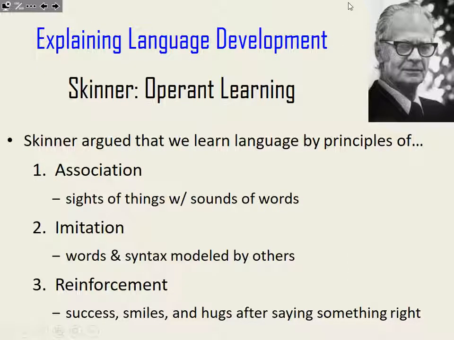Here's Skinner. He says there's association, where we associate things with particular sounds, and then we come to learn those words. There's imitation, like I just showed you in the video clip, where I'm saying I love you, and she says I love you. And then there's reinforcement when the child says something and you respond to that successfully. That gives them reinforcement to build on their existing learning.